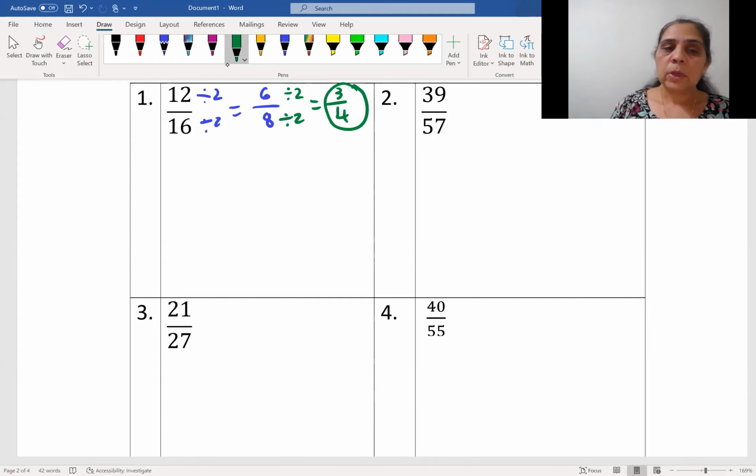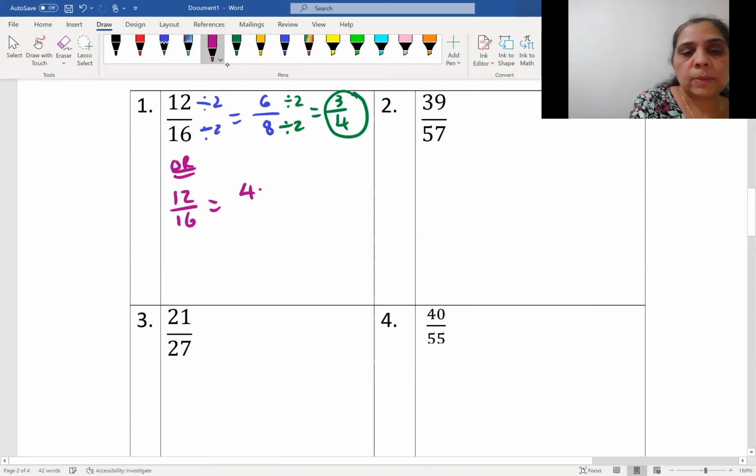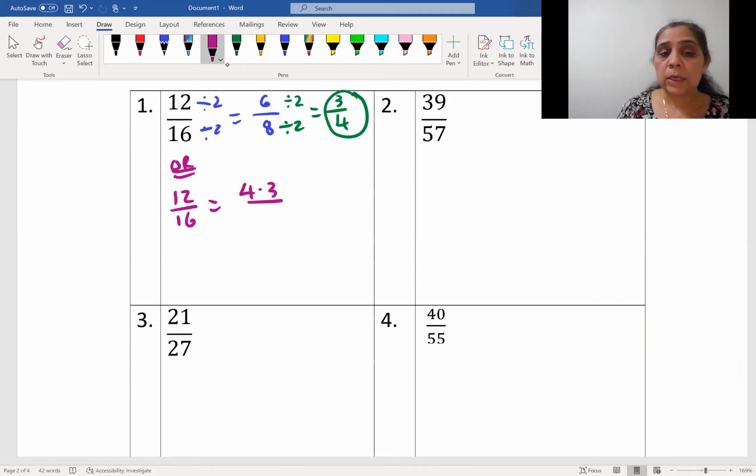Now I will also show you another way. You can think about two factors of 12 and two factors of 16. We have 12 over 16. What two factors of 12 come to your mind? 4 times 3, right? And for 16, what two factors? We have 4 times 4.